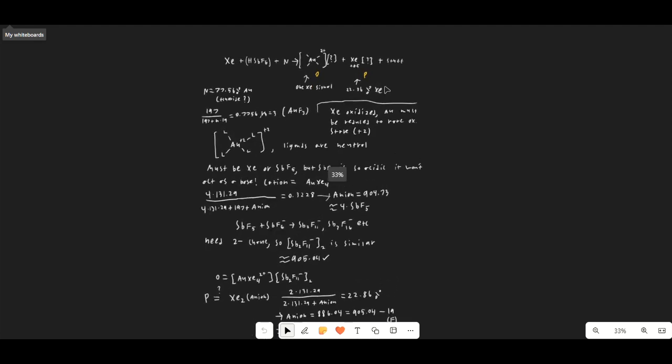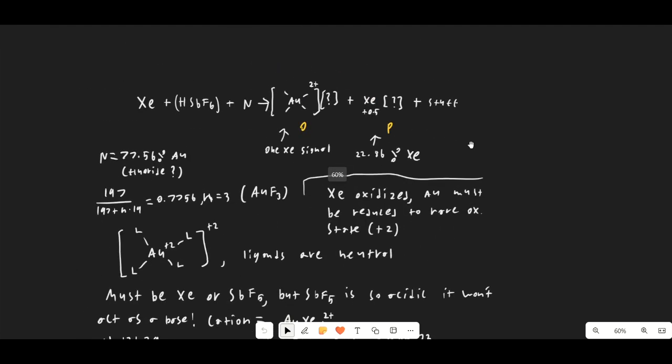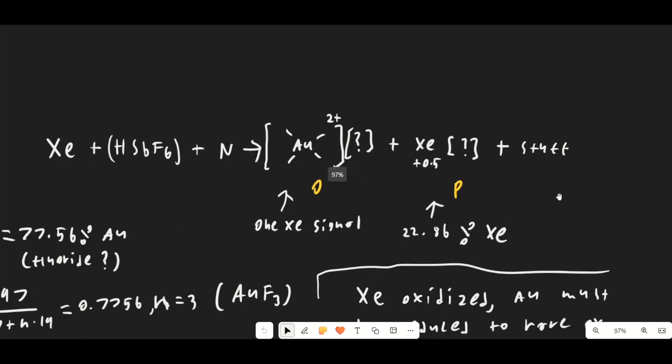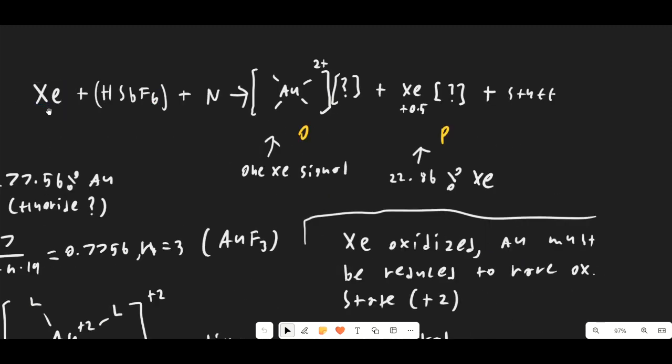We're now moving into the last part of our problem, and this is with our one really, really complex reaction that we have here. So in this reaction, we have xenon gas adding to our fluoroantimonic acid, which I've just written here as HSbF6, reacting with compound N to form this compound O, which has one Xe signal, which means that there's only one type of xenon atom chemically in this compound. We're also told that gold is in a weird, not normal oxidation state, and that this complex has an overall charge of +2.